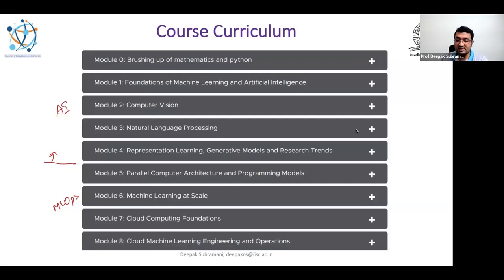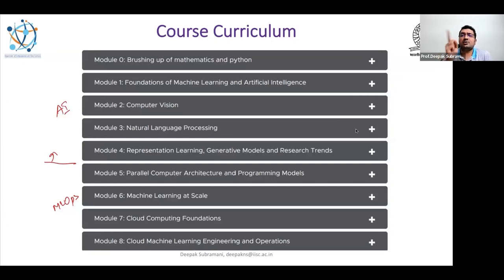Then we have representation learning, generative models, and research trends, where we will look at diffusion models and modern research ideas. So where the field is going in the next 10 years, perhaps. So that we will establish. So you will get a very good, deep understanding of where AI is, and what AI is capable of doing.